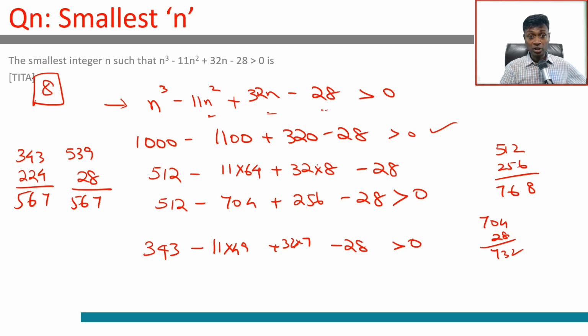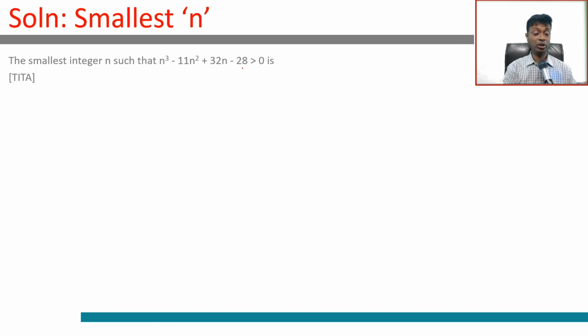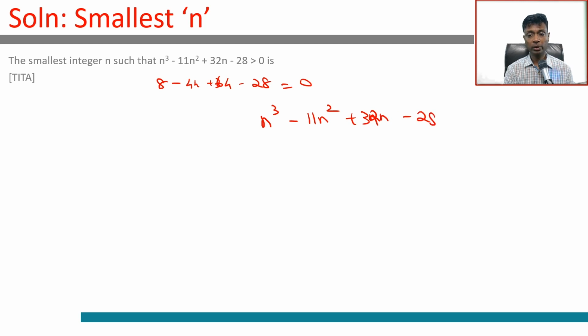The other way of thinking about it is substituting small values and seeing if we can factorize it. So p of x divided by x minus a has remainder 0. So we can look to factorize this if we can manage to find a factor. So we have n cube minus 11n square plus 32n minus 28. If you put n equal to 1, 1 minus 11 plus 32 minus 28, this doesn't work. With 2, 8 minus 44 plus 64 minus 28, 72, 72, yeah, this works. So this expression is a multiple of n minus 2.